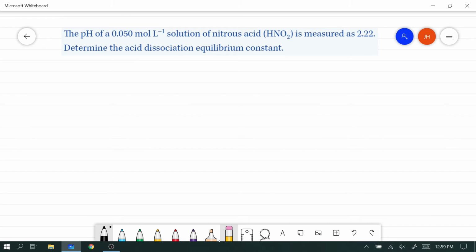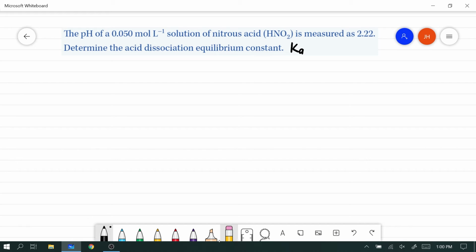So in this video, we're going to complete two calculations. One's going to be Ka related, one's going to be Kb related, keeping in mind that they work roughly the same anyway. It's just being on two different ends of the flowchart that we've looked at before. In this question, we're being told that the pH of a 0.05 molar solution of nitrous acid, HNO2, is measured as 2.22, and we're being asked to determine the acid dissociation equilibrium constant. In other words, we are trying to find Ka.